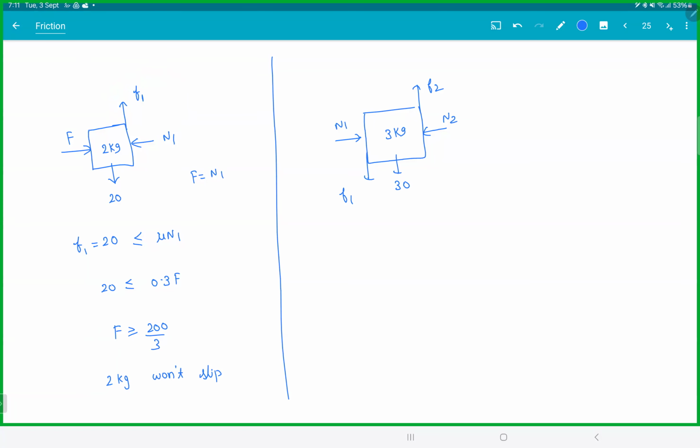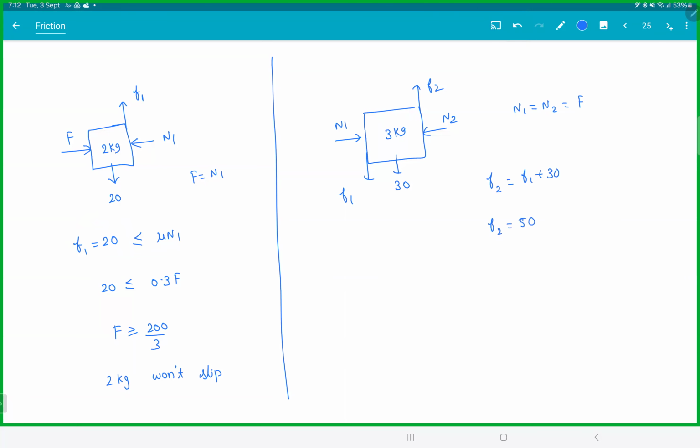In the 2 kg, F1 has to be up. There is no other option. If F1 is up here, F1 has to be down here. Newton's third law. Now, here the only one who is balancing is F2. So N1 is equal to N2 is equal to F. So F2 is balancing F1 plus 30. But I already know F1 must be 20 because it is not slipping. So F2 is 50.